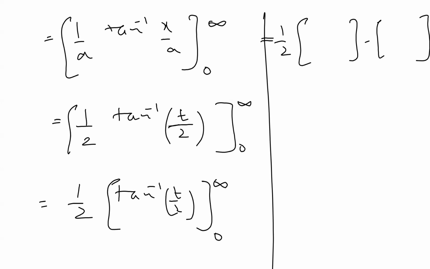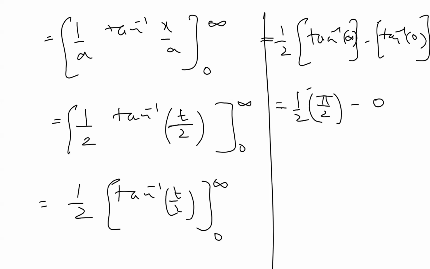Okay. So tan inverse of infinity upon 2 is not defined, and tan inverse of 0 upon 2 is 0. Tan inverse of not defined is 90 degrees. 90 degrees is pi by 2, and tan inverse of 0 is 0. Okay.